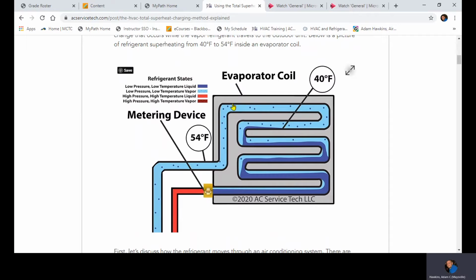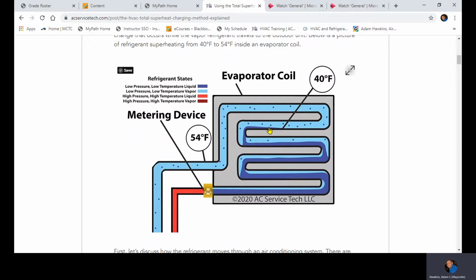So there's a couple of different terms here that I'm gonna throw out there. These are, in my opinion, probably some of the most important things that you'll use for proper system performance and diagnosis. So, superheat and subcooling. These are two that you'll hear me talk about a lot.